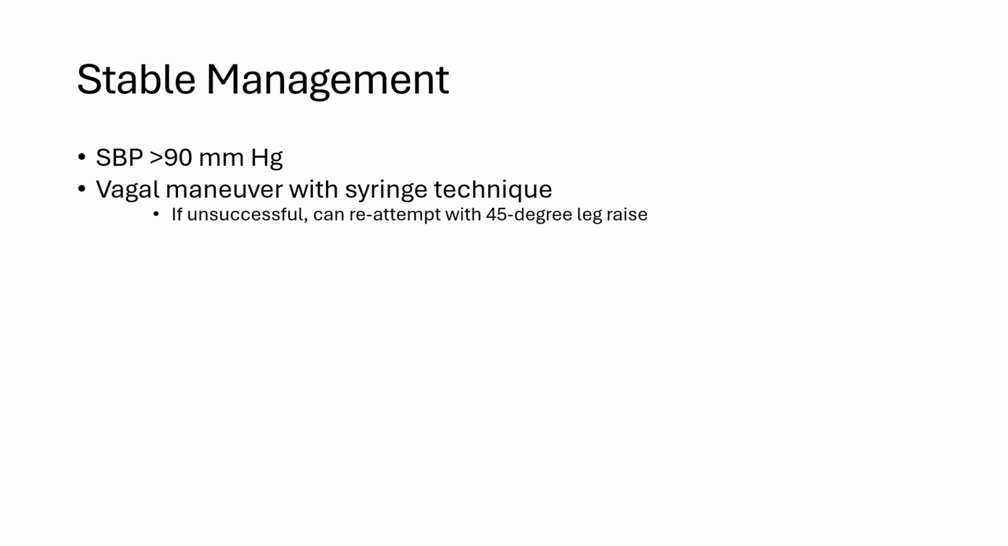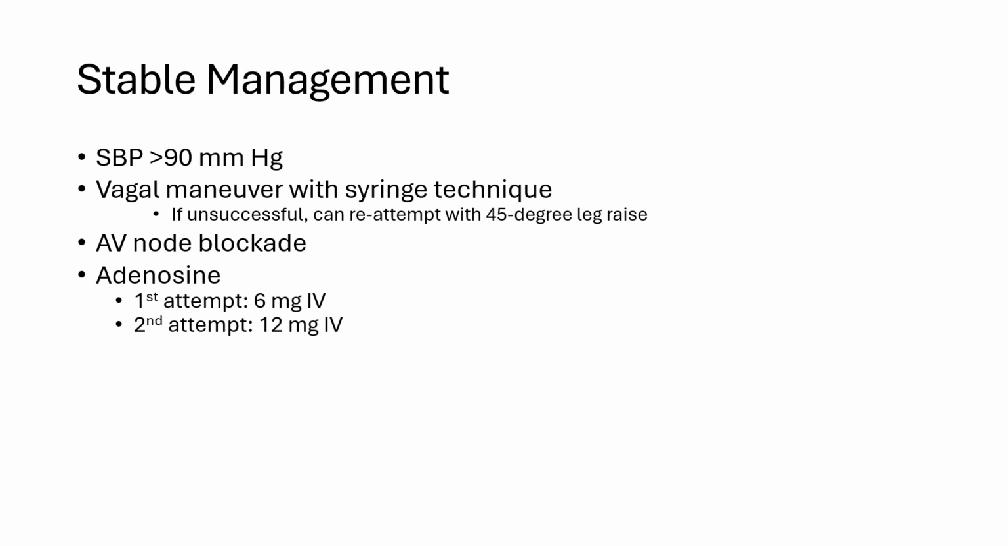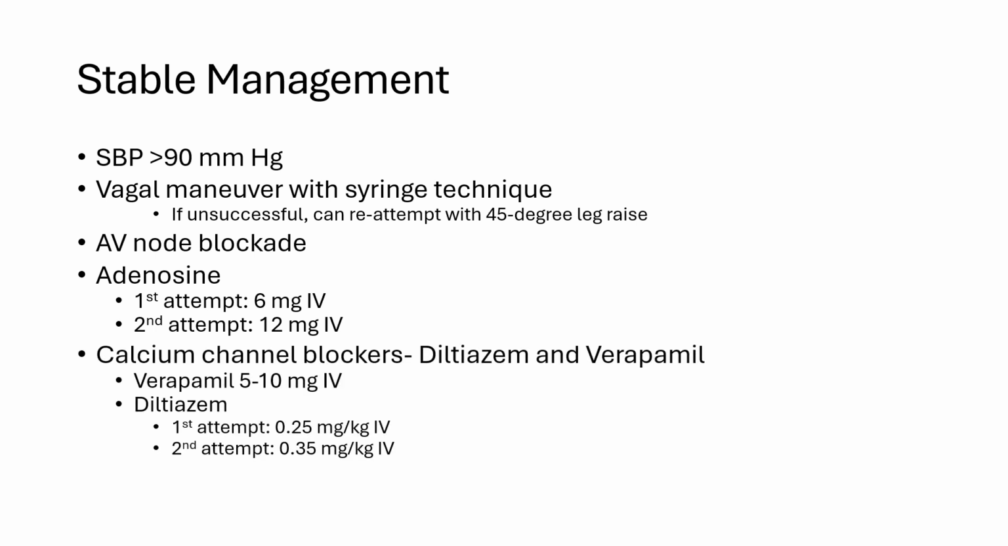But if that doesn't work, you can always use medications. So this all involves doing that vagal reflex to reset the AV node. If you're not able to do that with the maneuver, then you can use adenosine. The first attempt is going to be 6 milligrams IV. And if that doesn't work, then the second attempt is going to be 12 milligrams IV.